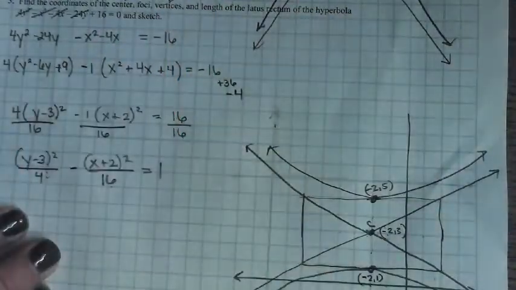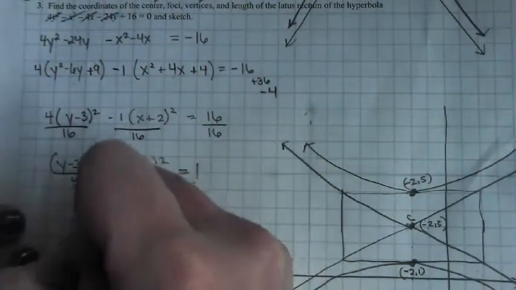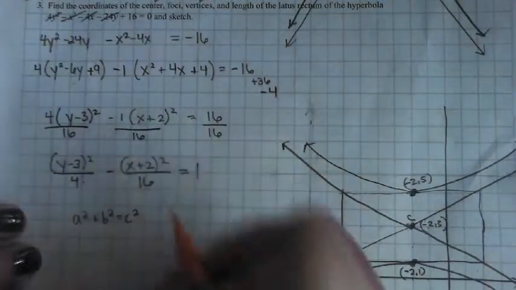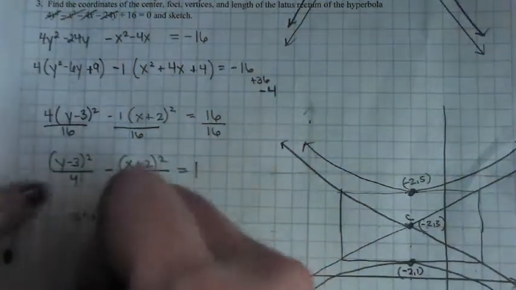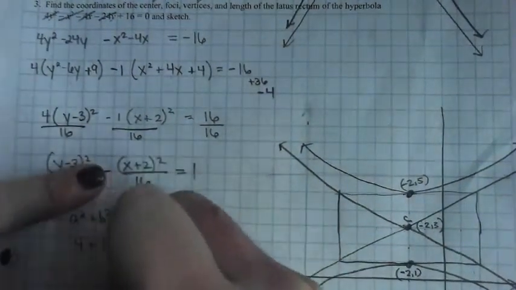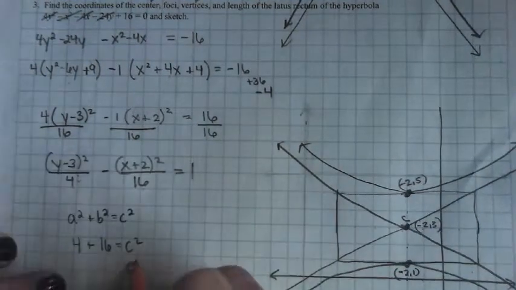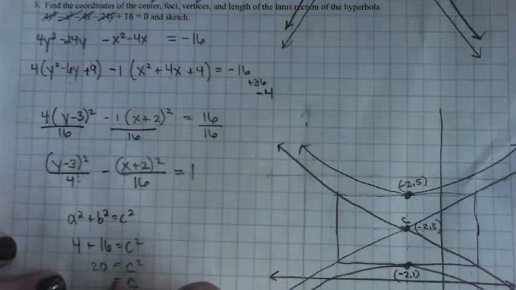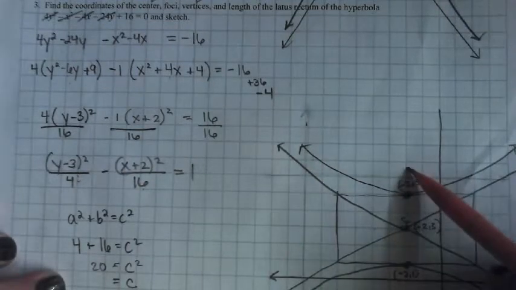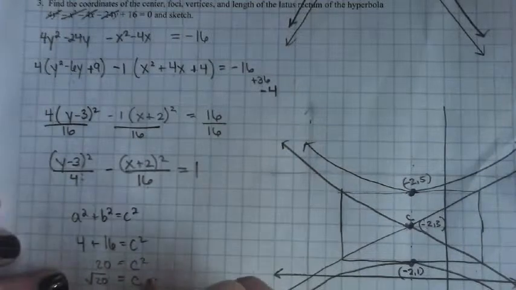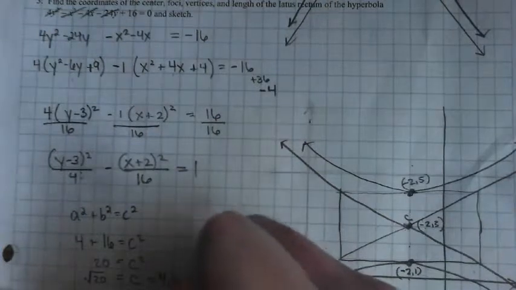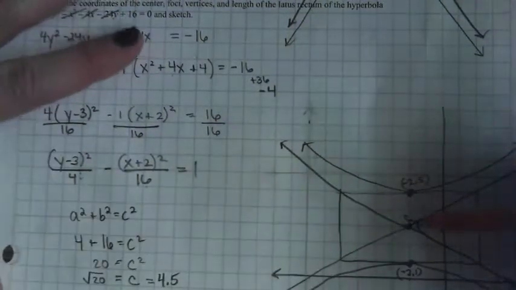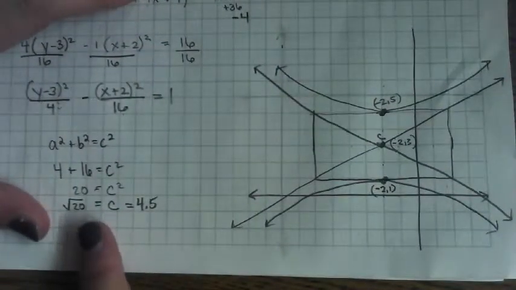Okay, so there's our vertices, and then the foci, again, is going to come from a squared plus b squared equals c squared. A is 2. It's always your first one, so that's 4 plus 16 equals c squared. So c squared is 20, and c, the distance from my center to my focus, is going to be root 20, which is approximately 4.5. I get the decimal value so I can estimate it and graph it accurately. I get the radical value so I can give the point accurately.